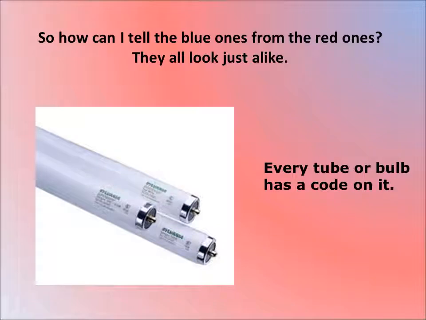So how can you and I tell the blue ones from the red ones? After all, when you're in the hardware store and you're looking at all the lighting stuff, they all look just alike. You look at a fluorescent tube that puts out red light and one that puts out blue light, and they look just exactly the same. But I want you to know that every tube or bulb has a code on it. I'm showing a photo here of a cluster of 3 tubes, and of course they have 2 ends, but at one end you'll find a whole bunch of letters and a whole bunch of numbers, and that is the code.